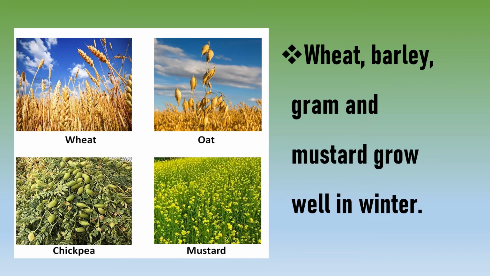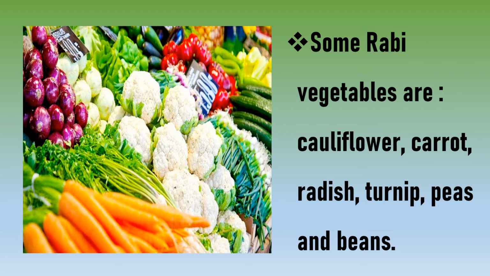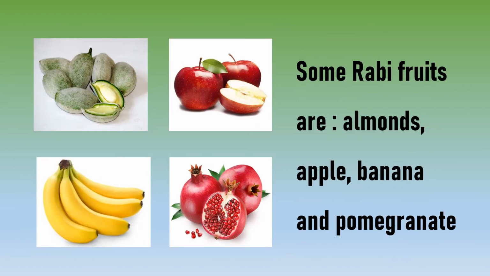Wheat, barley, gram, and mustard grow well in winter, and so they are called Rabi crops. Some Rabi vegetables are cauliflower, carrot, radish, turnip, peas, and beans. Some Rabi fruits are almonds, apple, banana, and pomegranate.